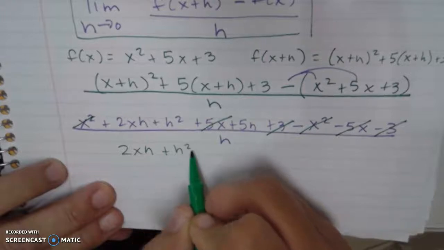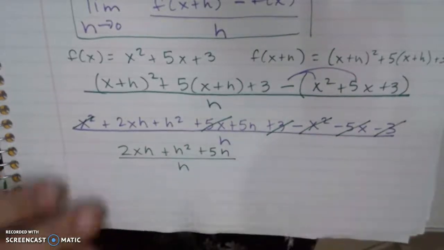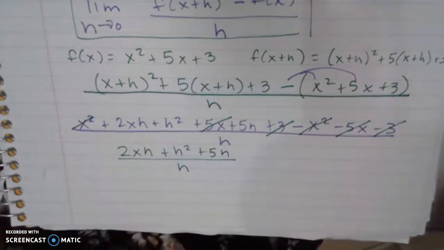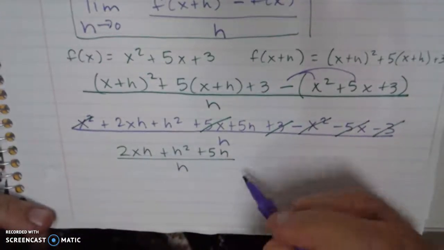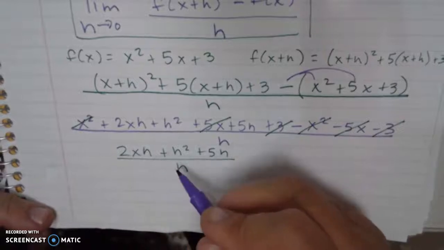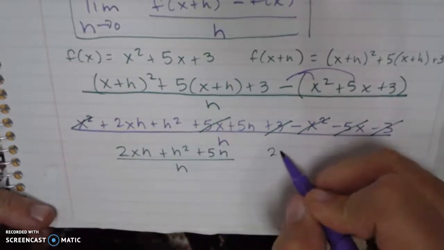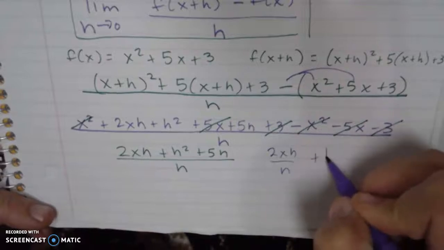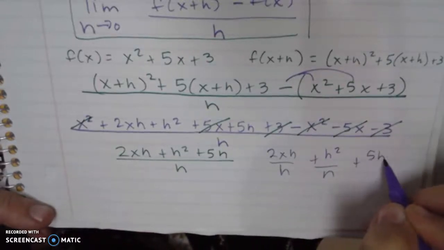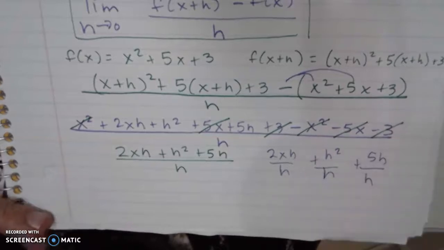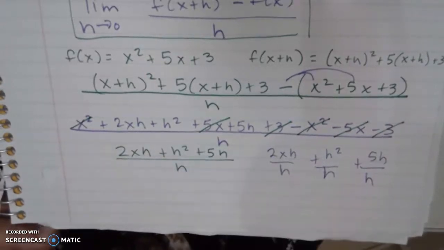2xh plus h squared plus 5h all over h. That looks much cleaner. Now that I've cleaned up the numerator, I can reduce because I can take out an h wherever there's an h. So if you're not familiar with this, I can rewrite this as 2xh over h plus h squared over h plus 5h over h, right? So I have to just take this h and reduce from each term in there.